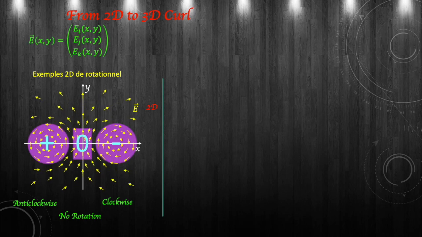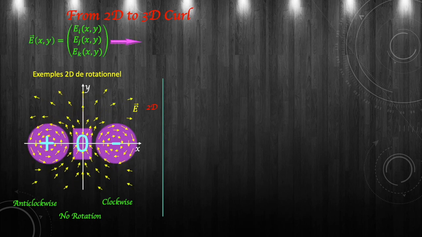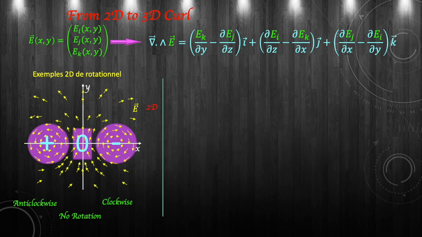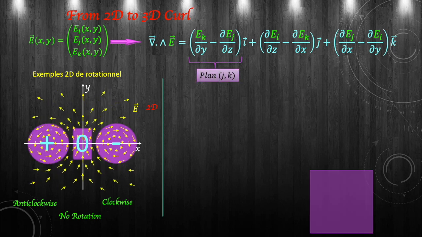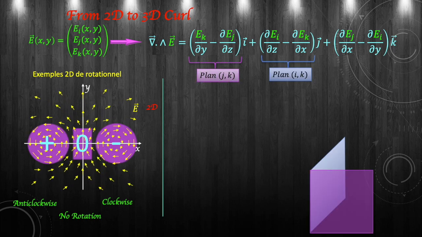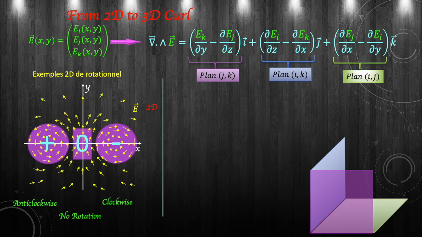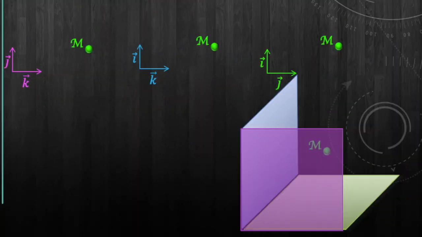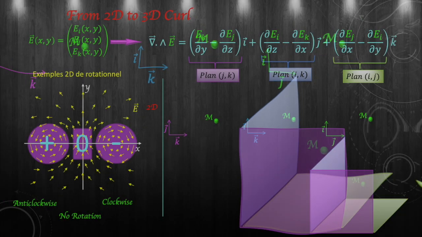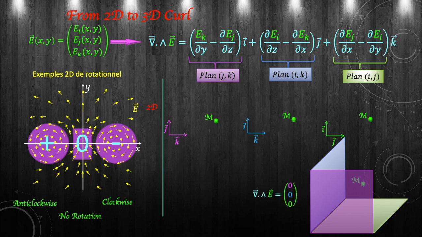Moving to 3 dimensions, the curl formula comprises 3 components. One in the yz plane, another in the zx plane, the third in the xy plane. Essentially, the curl in 3 dimensions is equivalent to combining 3 2-dimensional curls. One in the jk plane, one in the ik plane, one in the ij plane. For a better understanding, let's consider the following example.